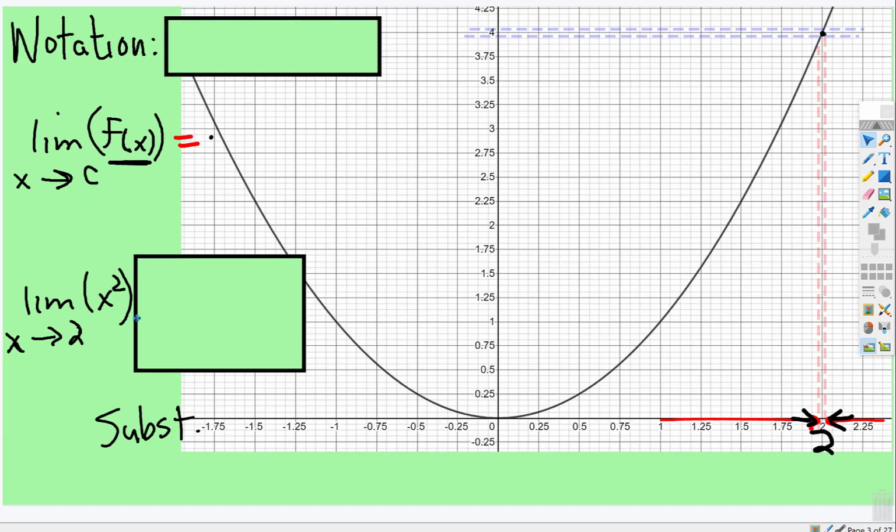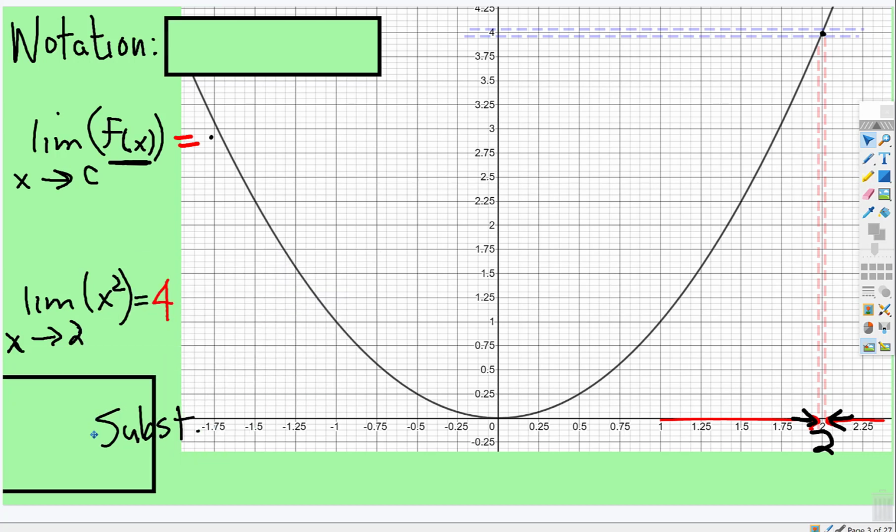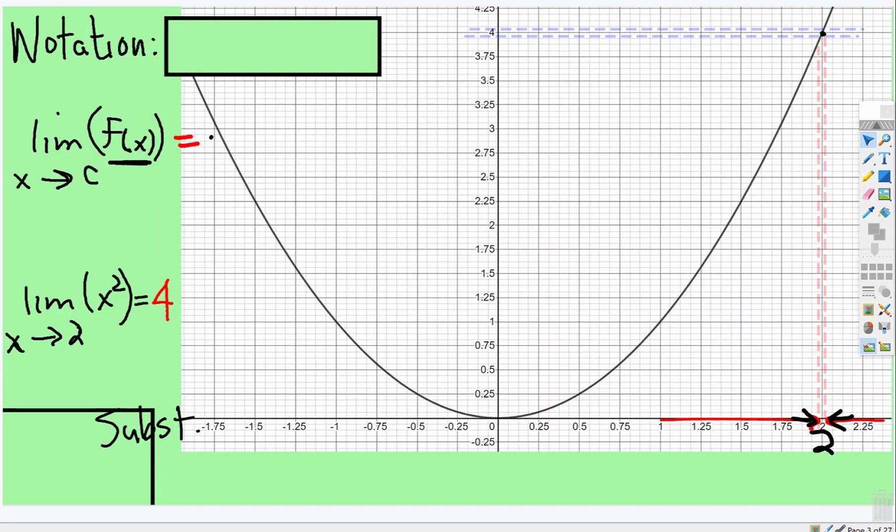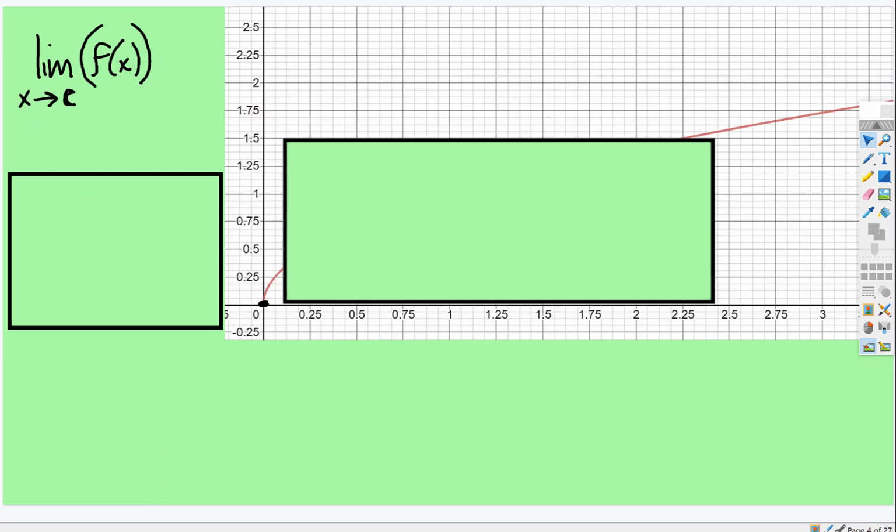Well, that makes sense, doesn't it? When you substitute 2 into x squared, if we were at 2, we would be up there at 4. But as we get infinitely close to 2, notice we're getting infinitely close to 4. In fact, closer than that. I think I froze that. All right, so let's look at another graph.